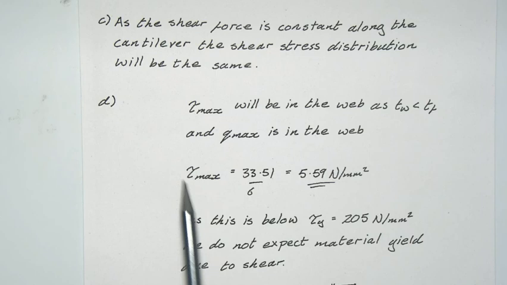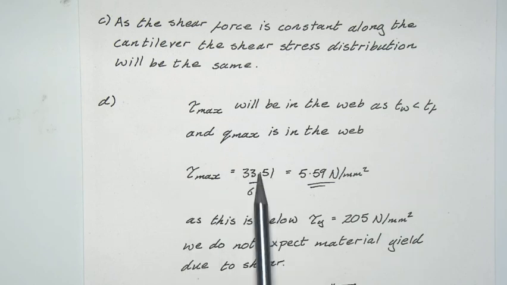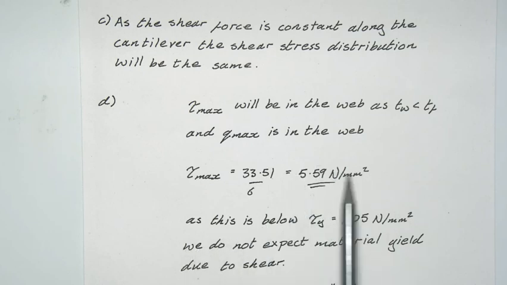So I'm finding tau max in the web: we just have the maximum shear flow value in the web divided by the thickness. We find this is quite low, 5.5 or 5.6 newtons per millimeter squared, much lower than we would have if we were looking at material failure due to shear stress alone. If I wanted to be more rigorous, I should calculate the normal stress due to bending as well, and then calculate something like the von Mises stress distribution throughout the cross section. I haven't done that because we're simply interested in the shear contribution in isolation at this stage.